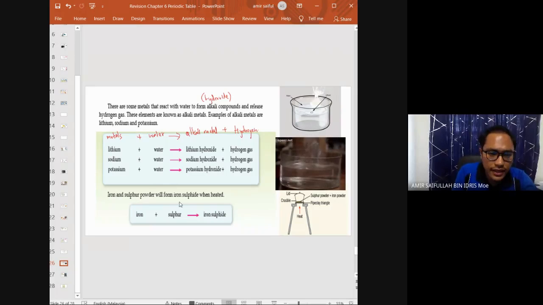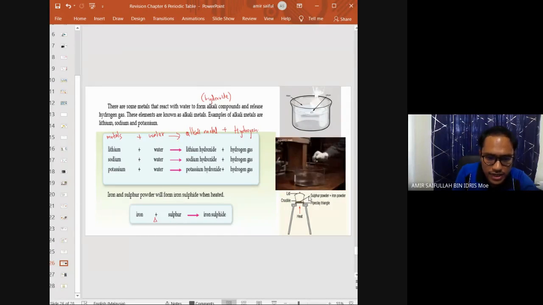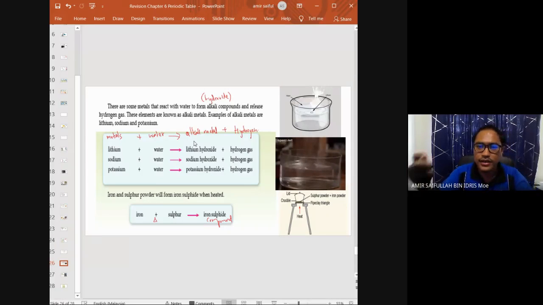Okay, and then next, for example, if we mix iron and sulfur and heat them, they will react and chemically combine to form iron sulfide. So iron sulfide is a compound. As you can see here, all these are compounds. So this is how they are chemically combined together. You make them have a reaction among them.